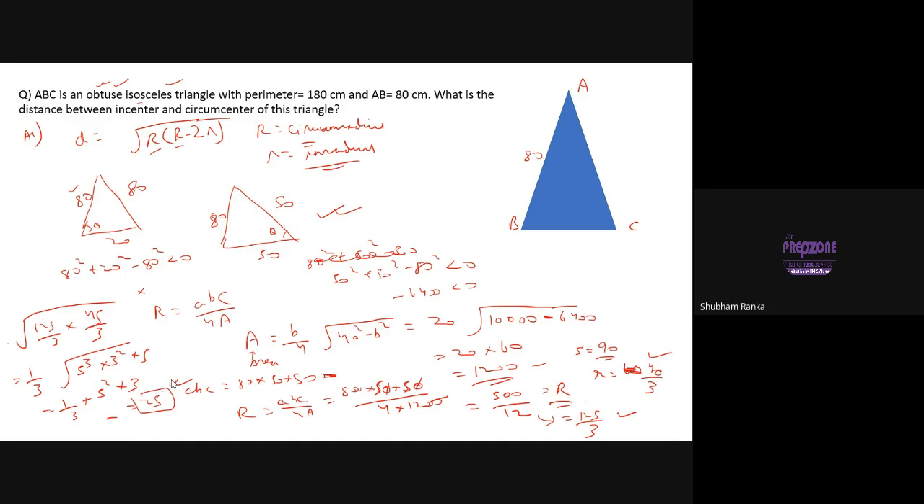Any questions? Again, I wrote the formula and then just checked how I can get to those parameters. So if I can get capital R and small r from this, the question is done basically. Then after that it's just calculation. Any doubts on this? Okay.